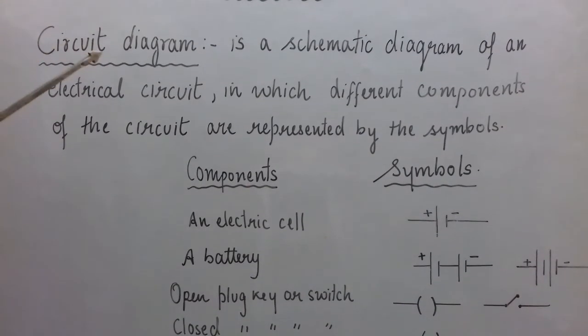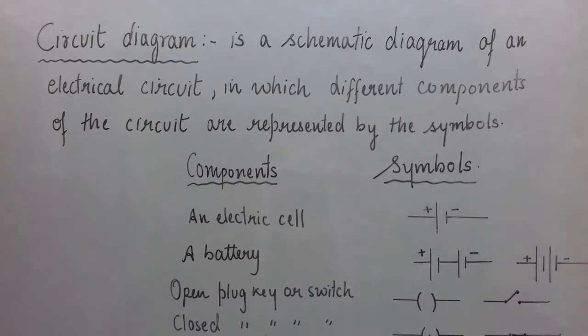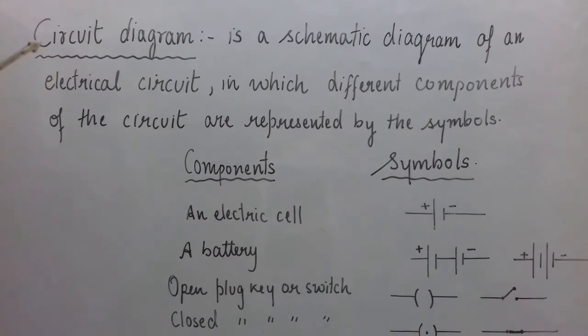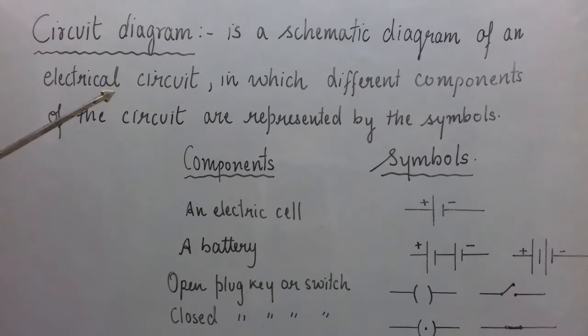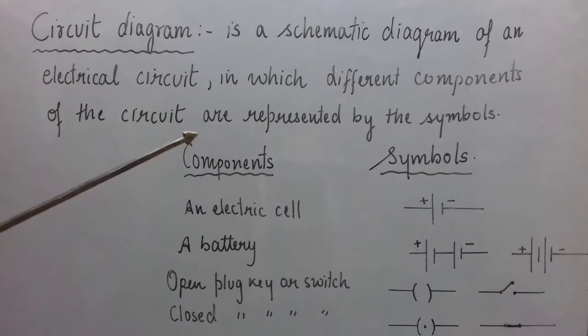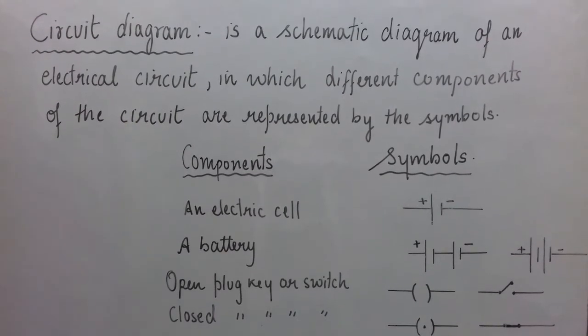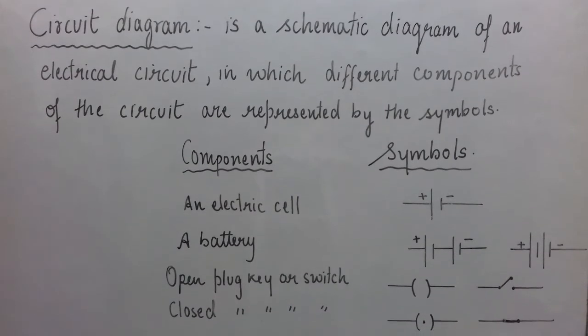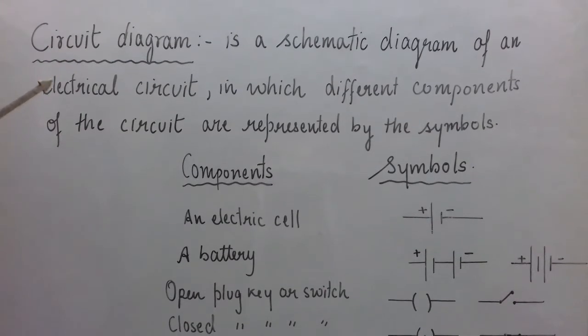Now what is a circuit diagram? It is a diagram which represents the circuit, but in which we don't draw the pictures of the various components. Instead we use symbols for the various components. So circuit diagram, what is the definition? It is a schematic diagram of an electrical circuit in which different components of the circuit are represented by symbols. So there are symbols which can be used for different components. We'll be seeing the symbols of commonly used electrical components, and a circuit diagram can then be easily drawn by all of us.